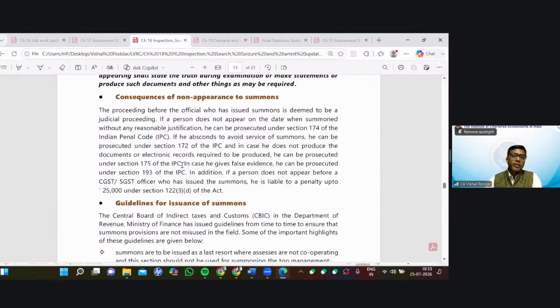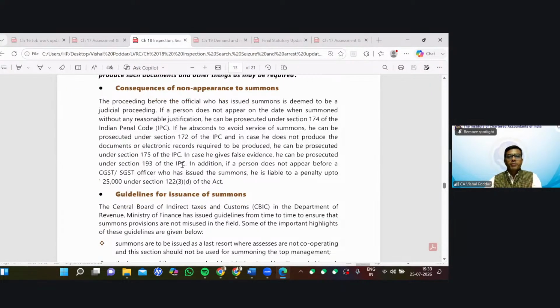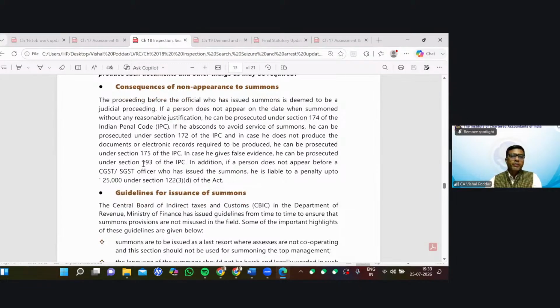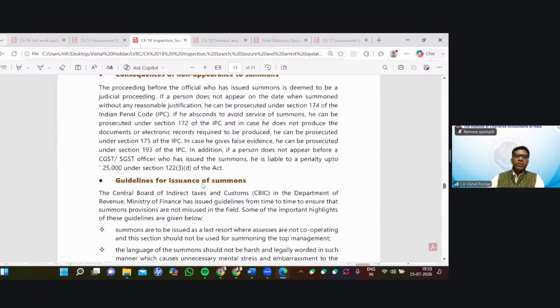So these are the various provisions of the Indian Penal Code where you may be covered. In case he gives false evidence, he can be prosecuted under 193. In addition, if a person does not appear before the officer who has issued the summons, he is liable to a penalty up to 25,000 under section 122 bracket 3 of this act.